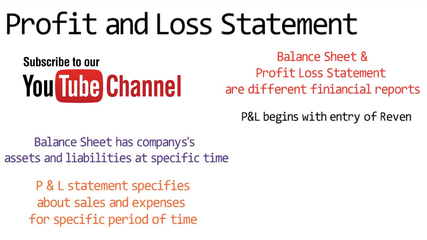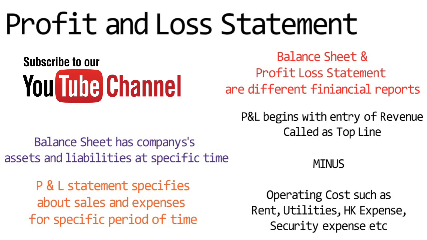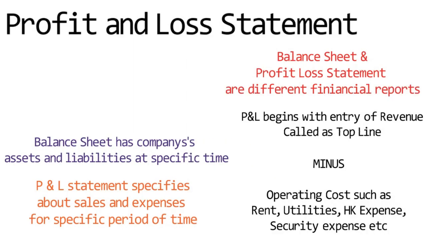The typical P&L statement begins with the entry of revenue or sales, which is known as top line, and subtracts the cost of rent, security expenses, housekeeping expenses, consumables and utility, known as operating expenses. This difference is known as bottom line or net income, also referred as profits or earnings.